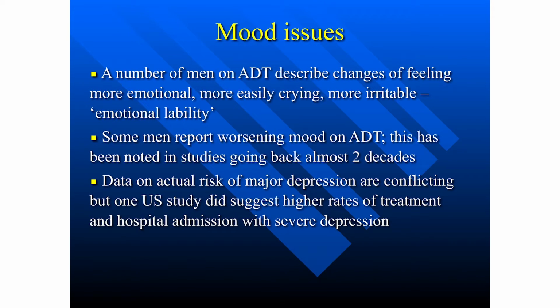In terms of mood, a number of men on ADT describe changes related to feeling more emotional, more easily crying, sometimes more irritable, and it's up and down. It's emotionally labile. They don't feel as in control of their emotions like they did before they started ADT. They'll cry in movie theaters when watching chick flicks that they wouldn't have cried at before they started ADT. It's more like some of the changes that their wives or partners may have gone through around menopause, or they may feel more in touch with their emotions, but not always comfortably in touch with their emotions because they're unpredictable.